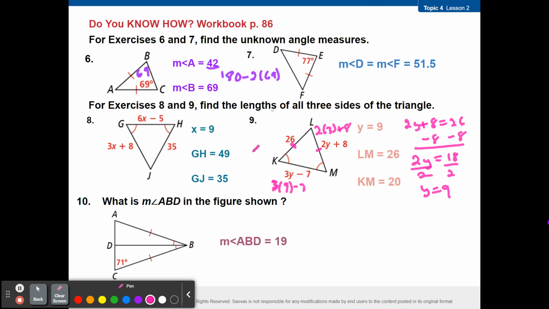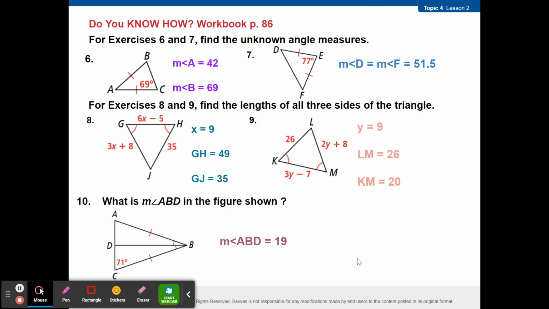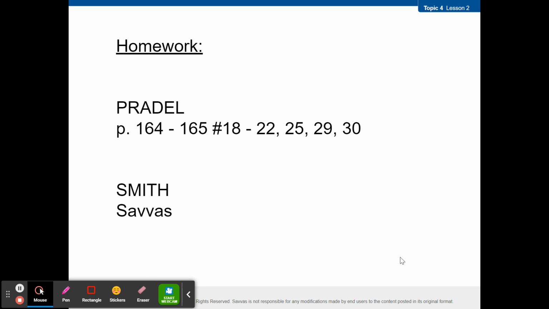Homework is on Savvas. It's pretty much the same problems as the book. So any questions, let me know.